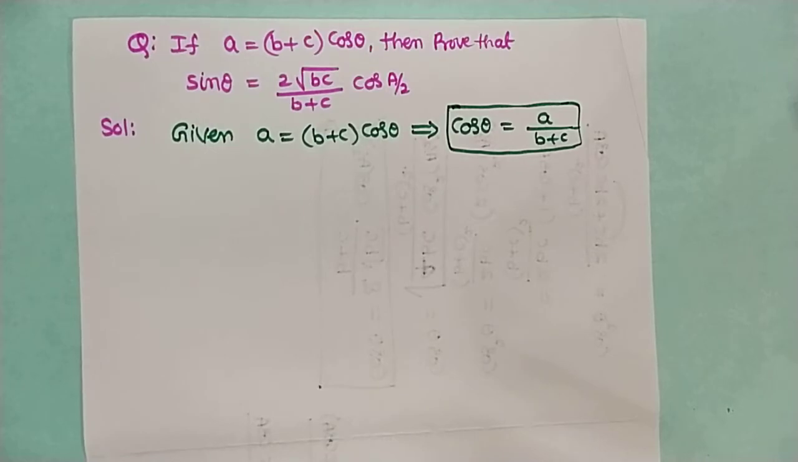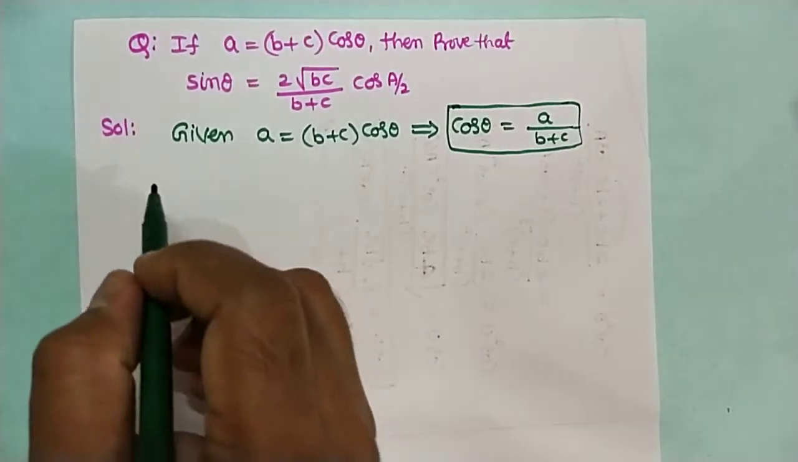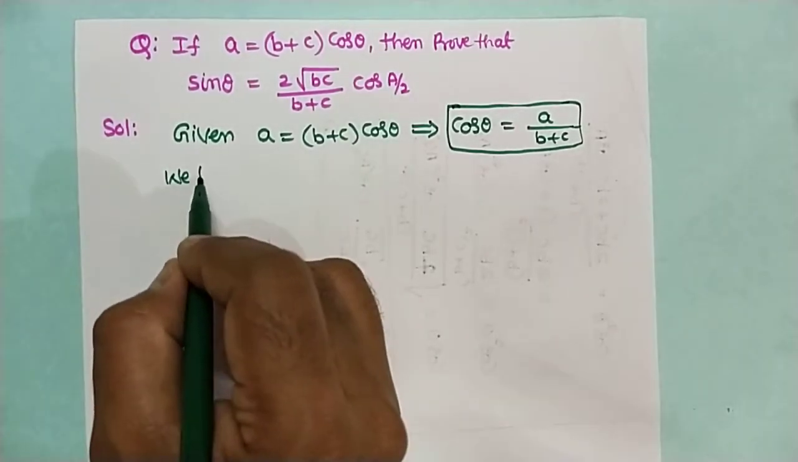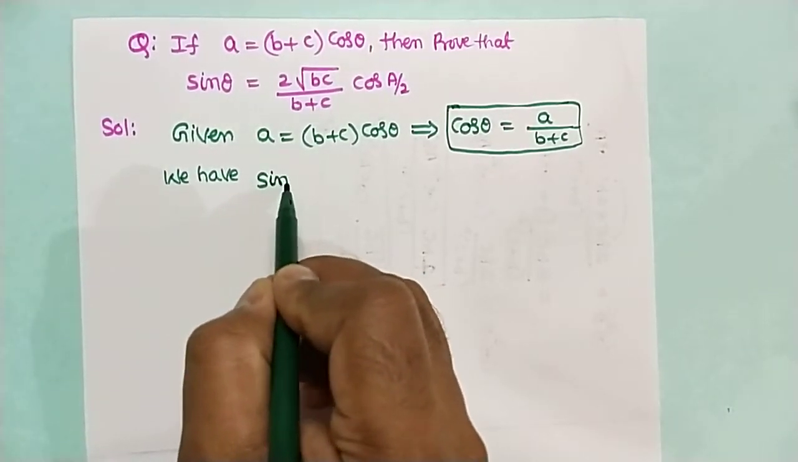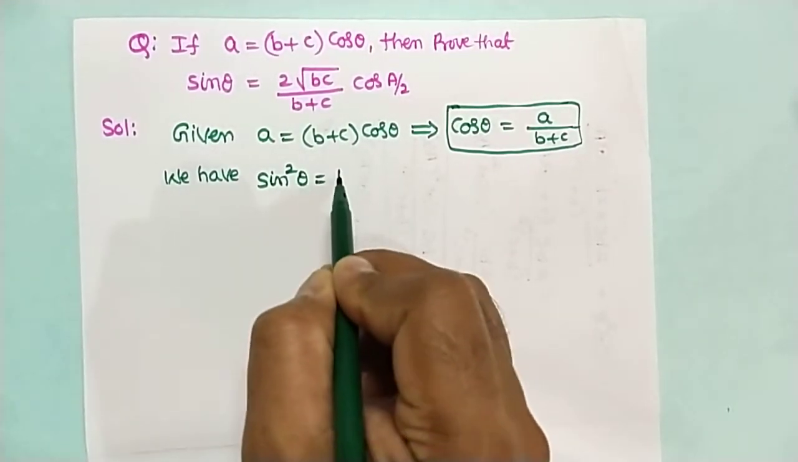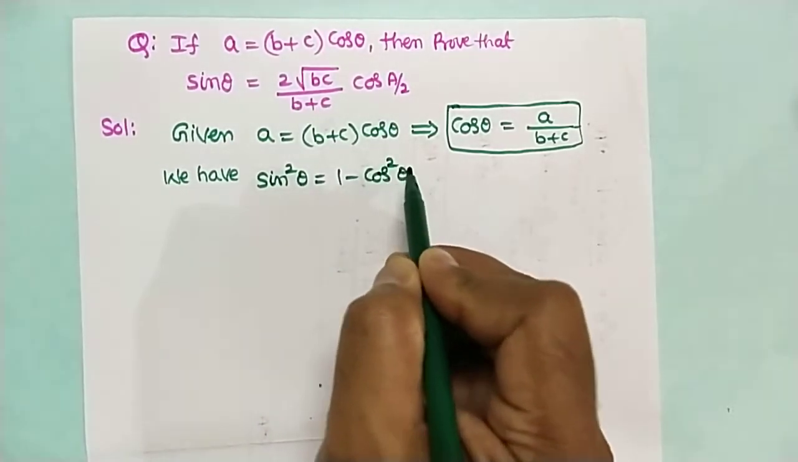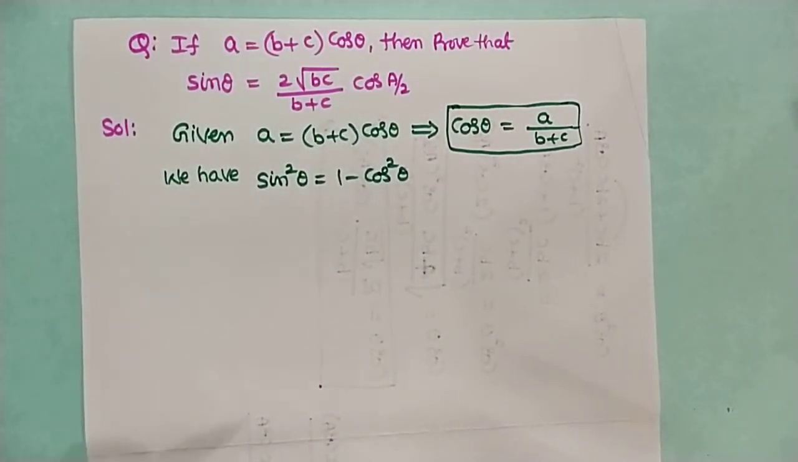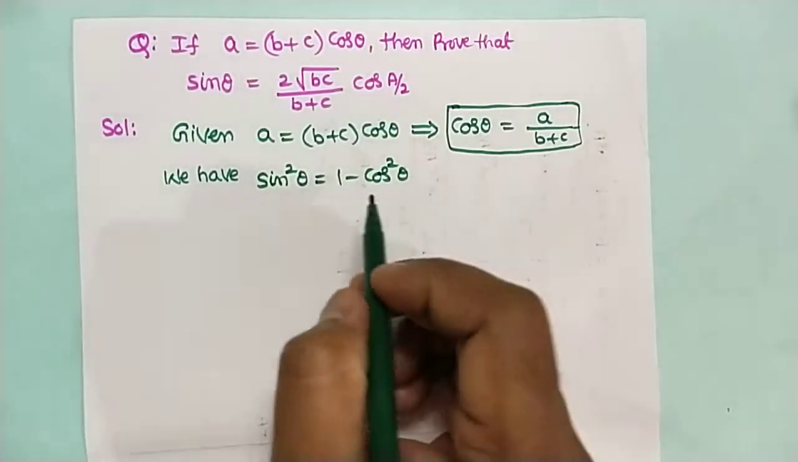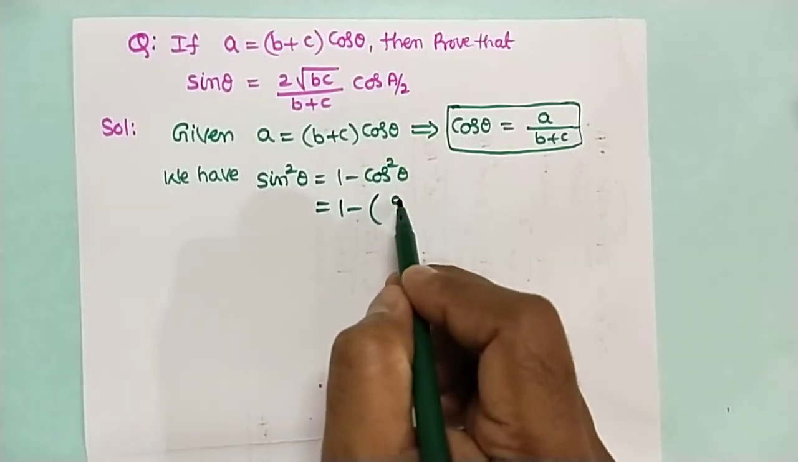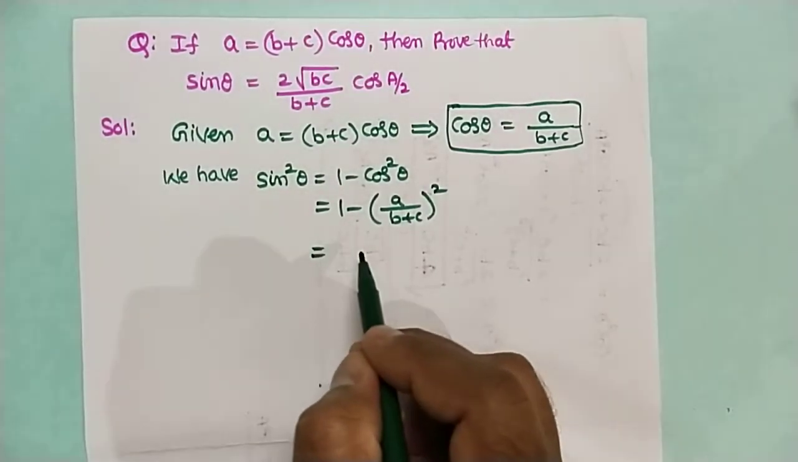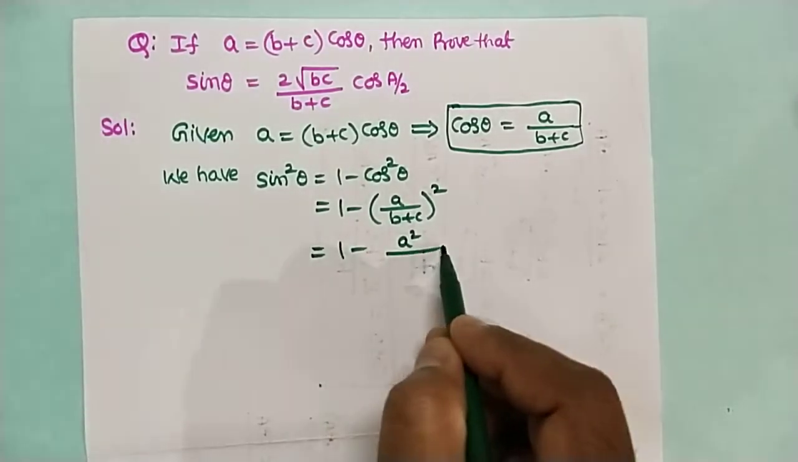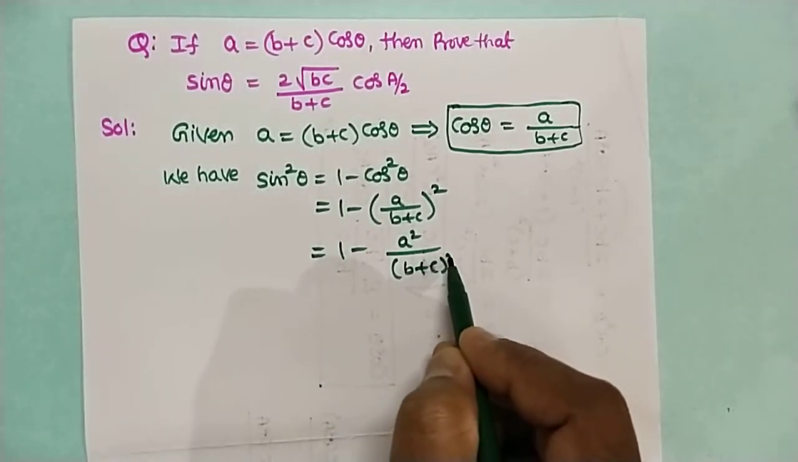After getting the value of cos theta, they are asking sin theta. We know that sin square theta equals 1 minus cos square theta. So in place of cos theta, substitute this value: 1 minus (a by b plus c) whole square, which is equal to 1 minus a square by (b plus c) whole square.